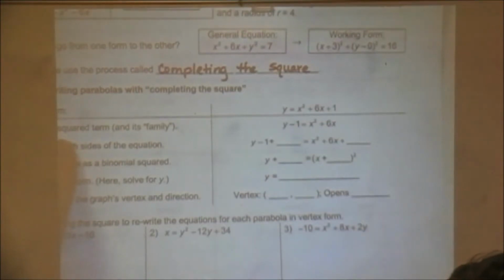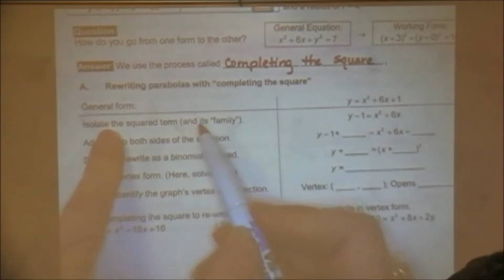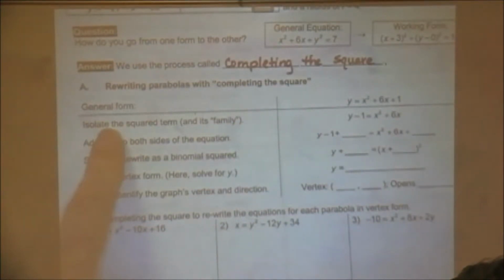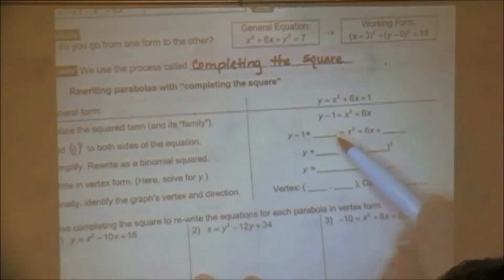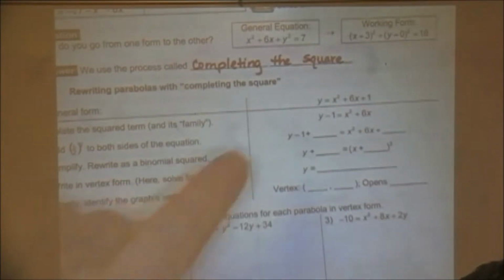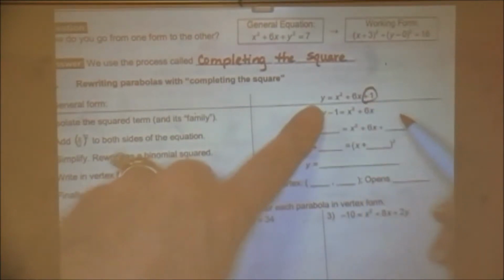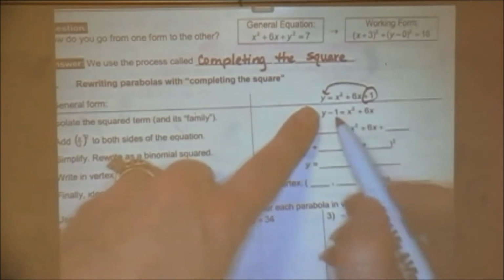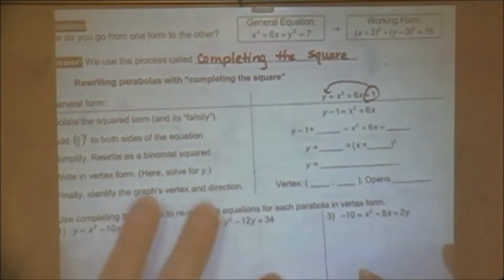Okay, so the first step is to isolate the squared term and its family. In this case, what I have squared is x squared, so I am going to isolate the x family. Anything that's not in the x family has to be moved to the other side. If I look at my general form, this one is not part of the x family, so they are going to kick him out. That's why he's over here, because he's not part of the family.